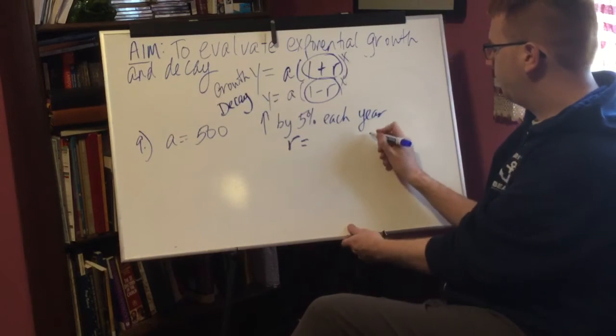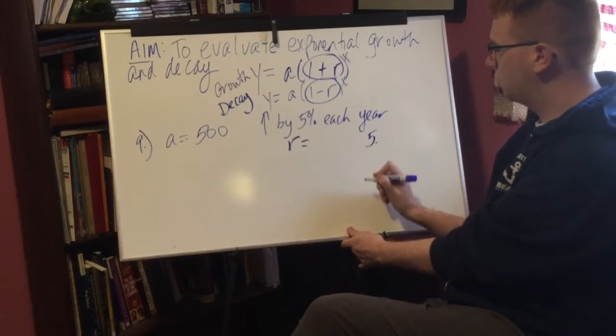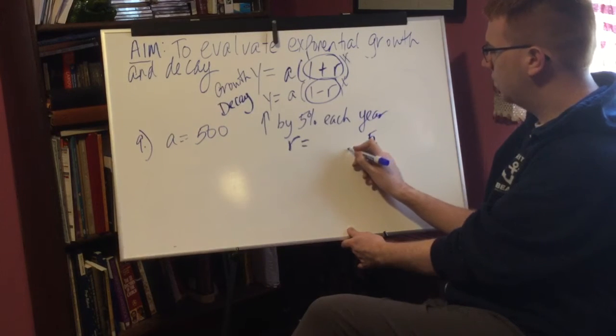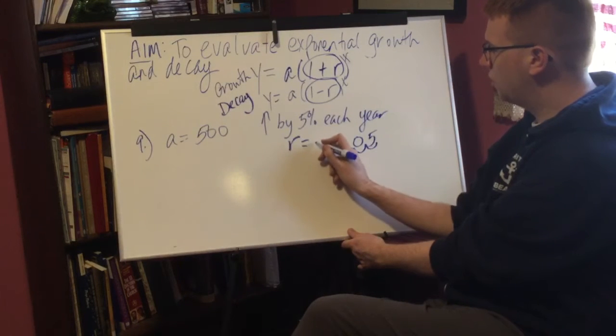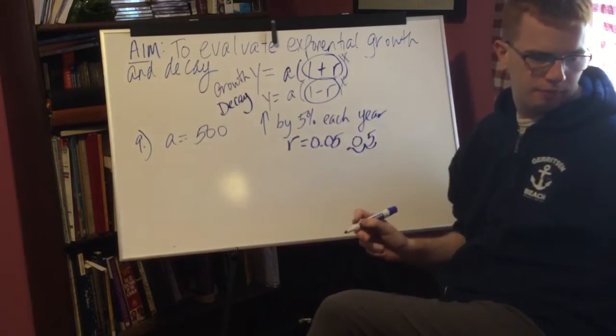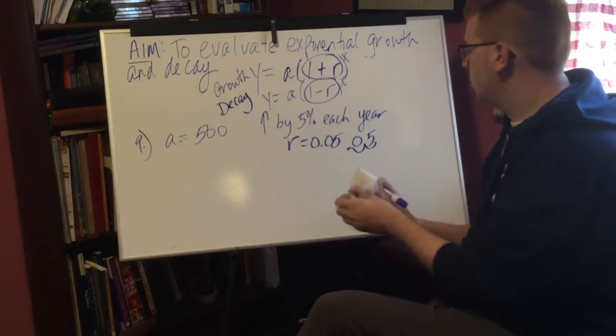The way we do that is we take 5, the decimal point is already after the 5, and we move twice to the left in order to make it a decimal. The decimal is here, the space is filled with a 0. So the rate is going to be 0.05. That's going to be the rate we use.